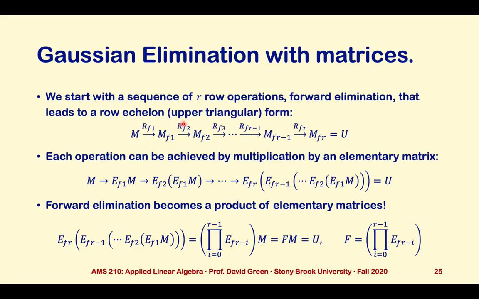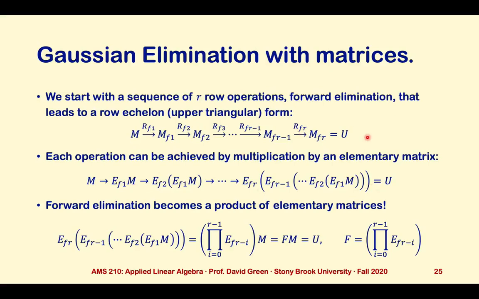Instead of then applying a row operation to that intermediate matrix, we could multiply by the corresponding elementary matrix, multiplying that by the result, so multiplying it by the answer that we got in the previous step, represented here, and continue along. As we do this, we multiply M on the left by EF1, and then multiply that on the left by EF2, and then on the left by EF3, and so on.